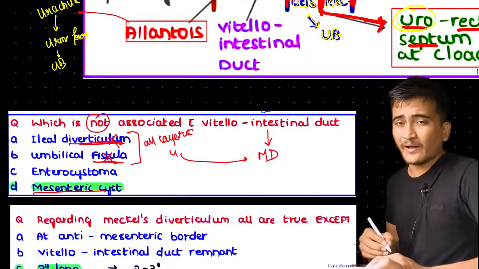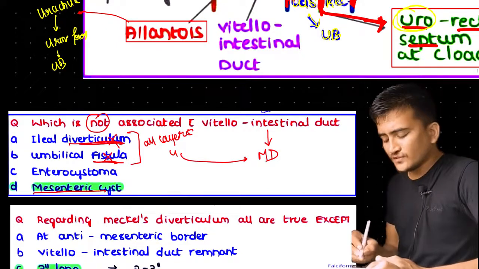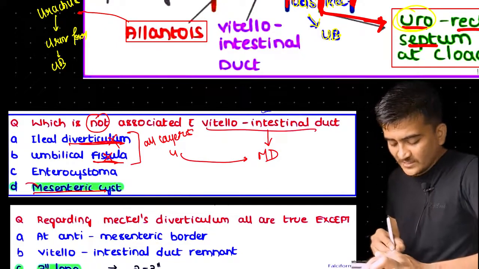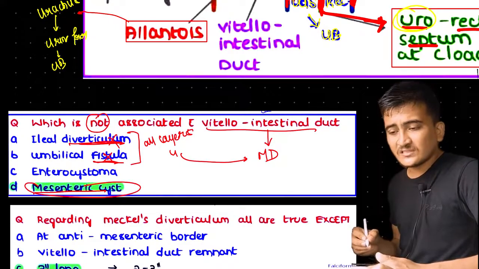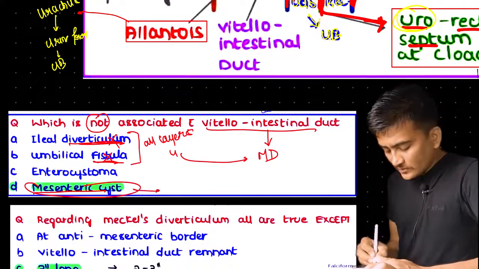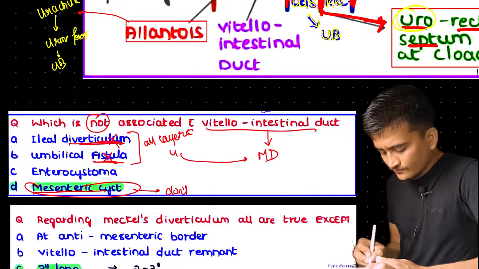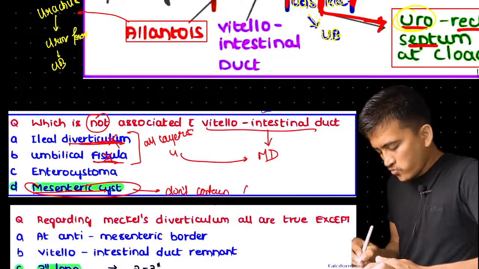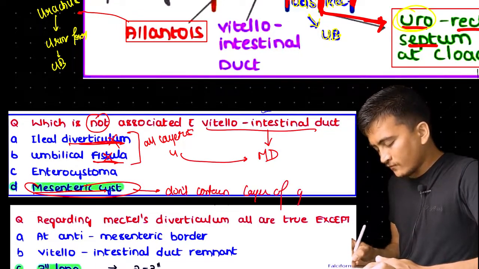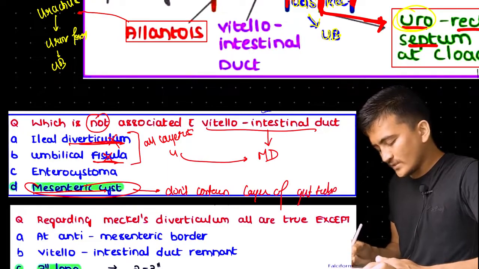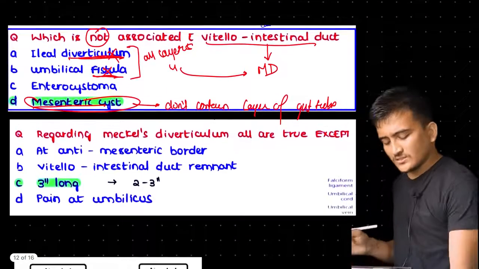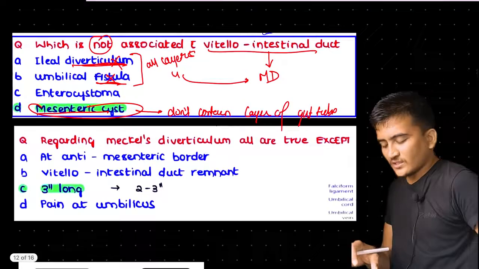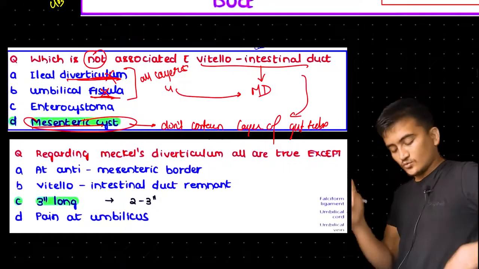And enterocystoma is also associated with the vitellointestinal duct. But mesenteric cyst does not contain the layers of the gut tube. So this mesenteric cyst is not associated with our vitellointestinal duct. So this is the answer.